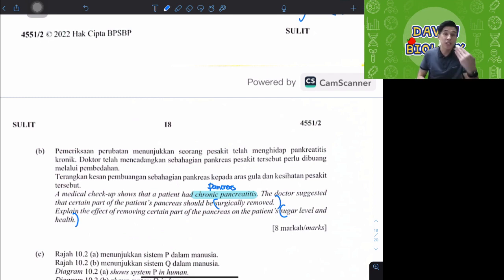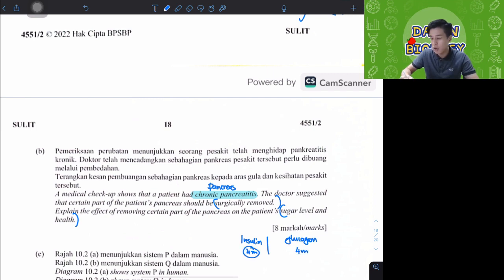Now, the pancreas basically secretes 2 hormones that help you regulate your blood sugar. That is, of course, insulin and glucagon. So if you don't have insulin and don't have glucagon, what will happen to you? So, insulin, you need to explain 4 marks. The glucagon, you need to explain 4 marks. So that's how you get the 8 marks over here.